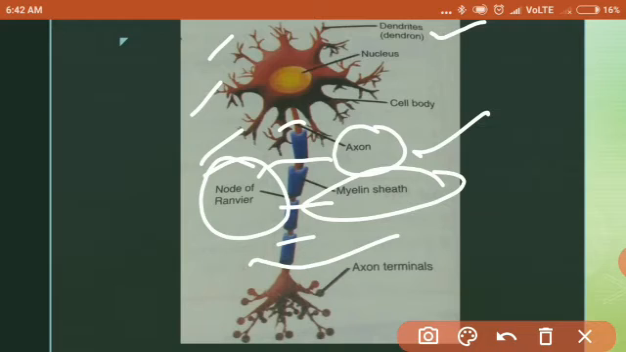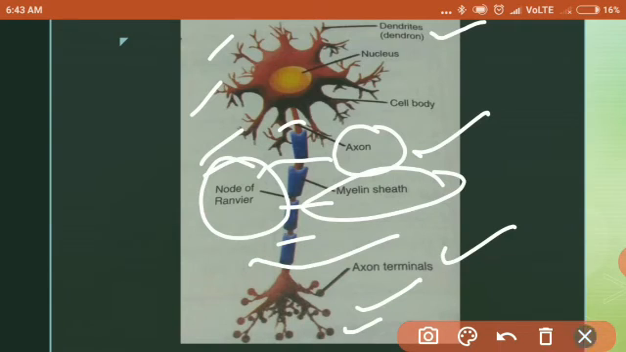Okay, the main function of nervous tissue is what? Transferring, conducting the messages from one part of the body to the other part. Then this axon ends, and at the end it gives out some extensions and also a terminal end where some bulb-like, knob-like structures are there. These are called axon terminals. So this is all about the structure of a neuron, that is the cell of nervous tissue.